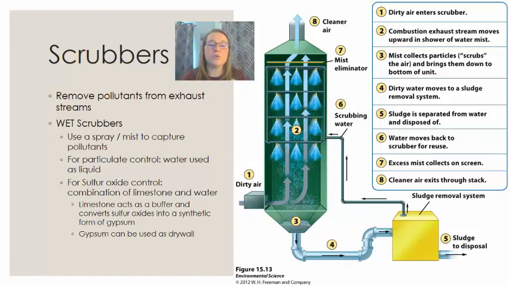We can also use a sulfur oxide control by using a little bit of limestone in there, and that helps to reduce those sulfur dioxides, which can lead to acid rain.